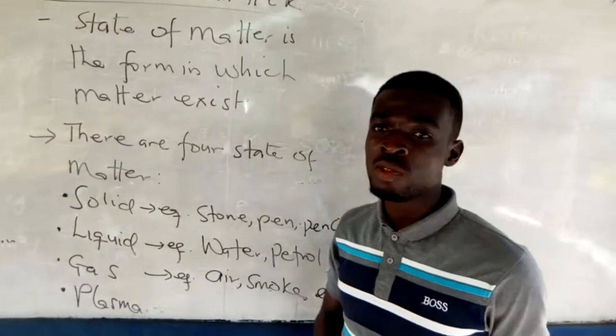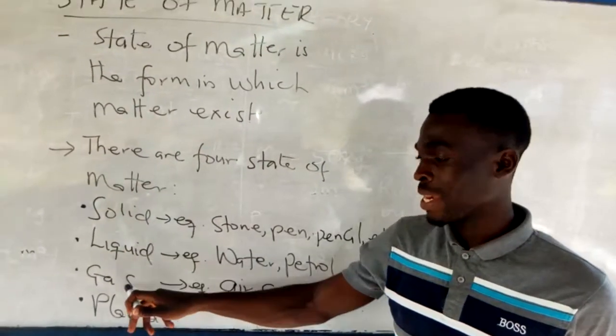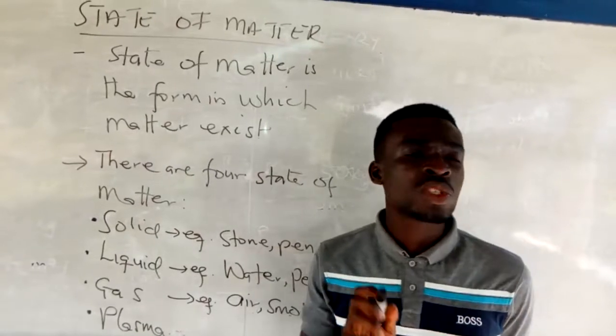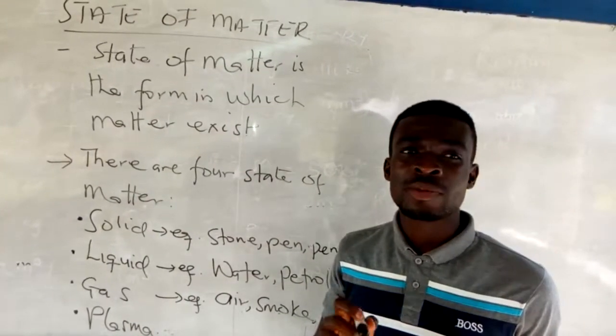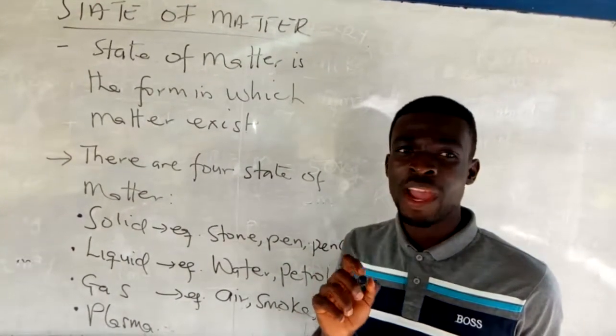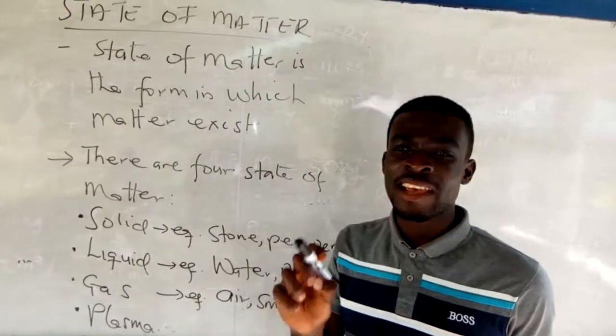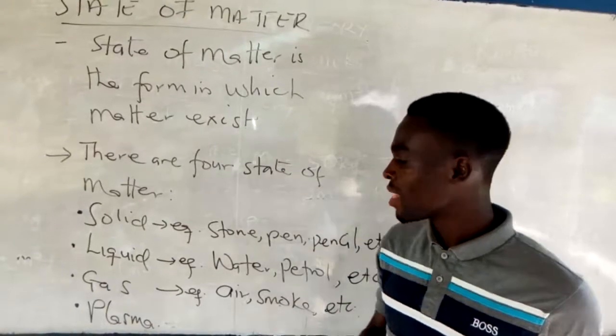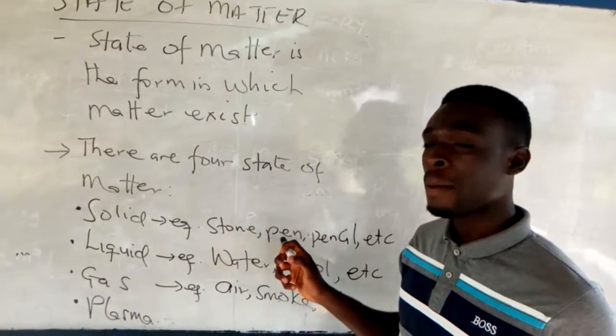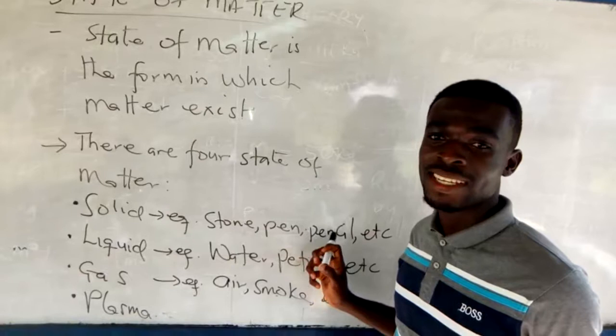But for today, we are looking at solid, liquid, and gas. When we say solid, we are talking about a substance which has a fixed shape and volume. I say again, solid is a substance that has a fixed shape and volume. Examples are spoon, pencil, pen, and so on.